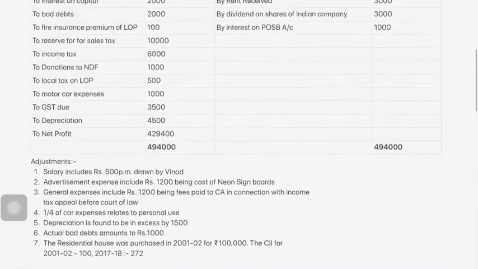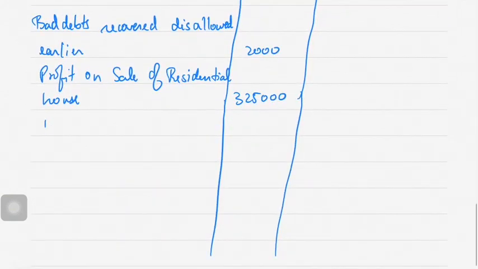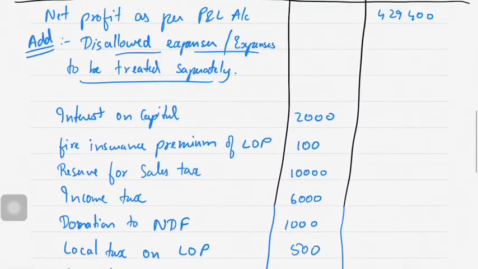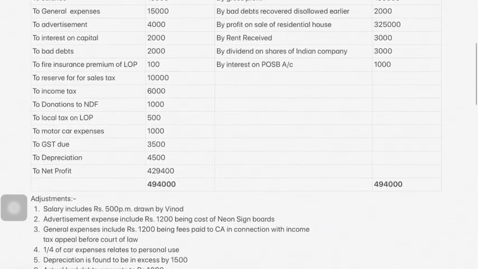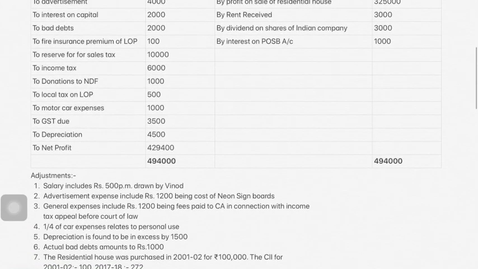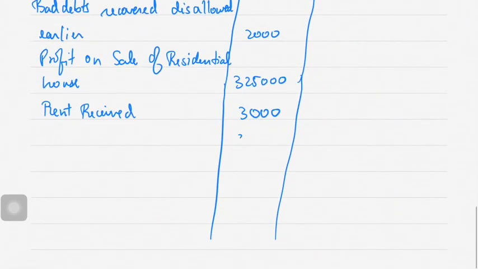Next one is rent received. Rent received is income from house property. You will not show it here. So rent received 3,000. Next, dividend on shares of Indian company. This is exempt, and even interest on POSB account, this is also exempt. So 3,000 and 1,000.